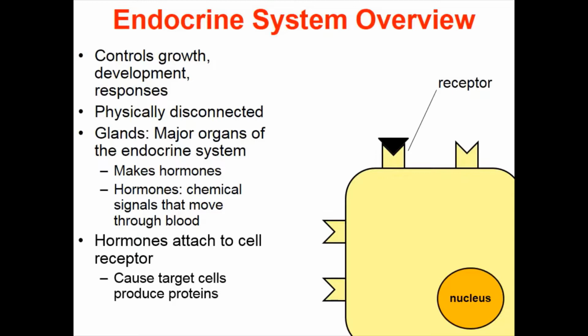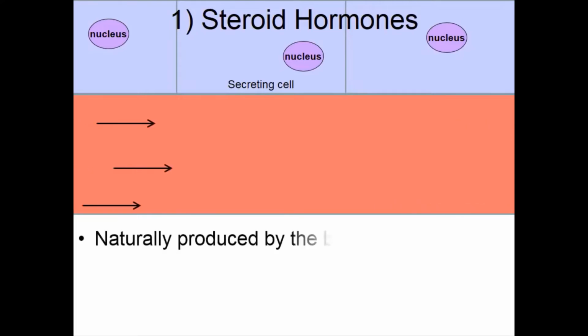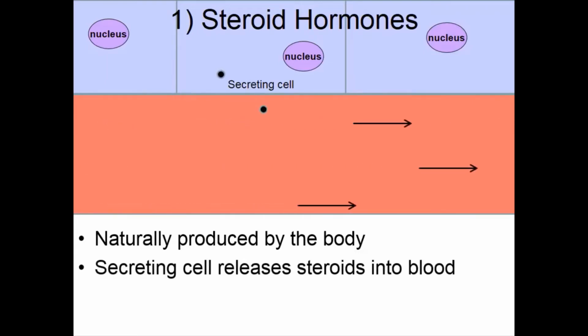Well, this target cell, now that it's received the hormone, will be stimulated to produce various proteins that the cell needs. So we'll talk more about these in just a moment, but ultimately there are two categories of hormones that I want to mention: steroid hormones and non-steroid hormones. So the first category of hormones I want to mention are called steroid hormones. And one thing I want to mention is that steroid hormones are naturally produced by the body. And in my animation here, we have a secreting cell secreting or releasing steroid hormones into the blood. Well, let's follow those hormones and see where they're going.